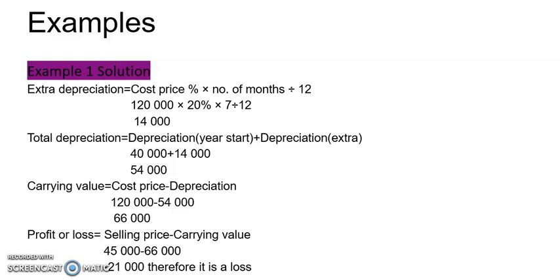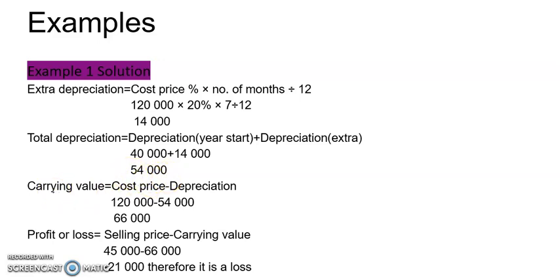Now, the solution for example 1, we are going to calculate our depreciation at the fixed method, which is cost price times percentage times number of months divided by 12. Our cost price was 120,000 times 20% times the 7 months divided by 12. It results in 14,000 of extra depreciation. Our total depreciation then is going to be depreciation at year start or beginning of the year plus depreciation, which is extra that we calculated here. At year start, our depreciation was 40,000 plus 14,000. It is equal to 54,000 Rand.